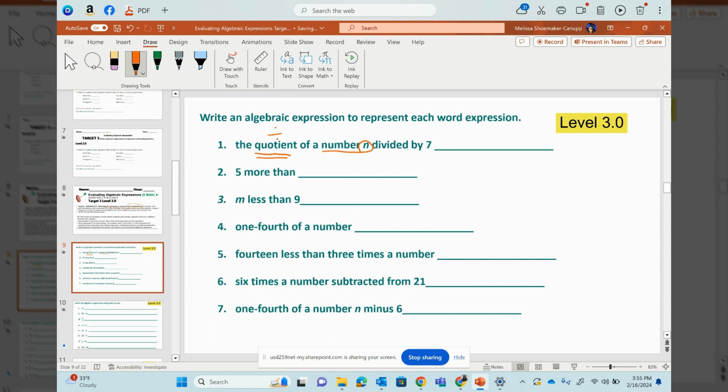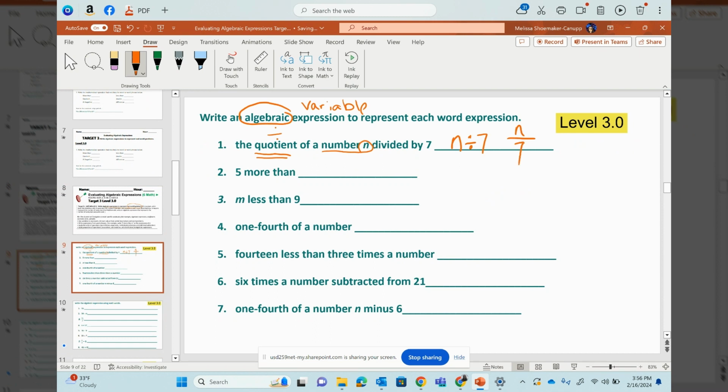Okay, so remember we have this word algebraic, which means there has to be a variable. And right there it is, n. Okay, so we can do n divided by 7. We could also do n divided by 7 with the fraction bar.